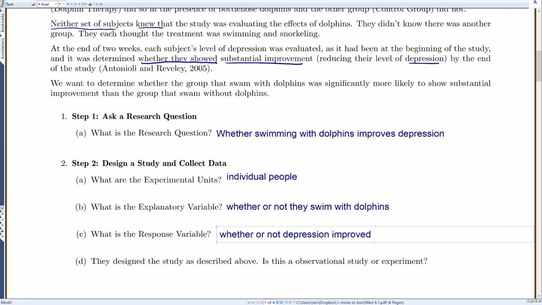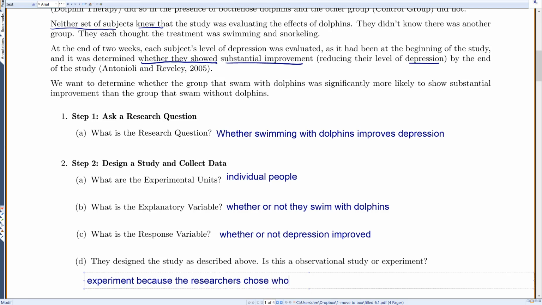So they designed the study as described above. Is this an observational study or an experiment? So remember, what's the difference? It is an experiment because the researchers chose who was in each group. So observational studies, we just watch, we observe, we don't do anything to the subjects. Okay, the experiment, we actually put people into groups.